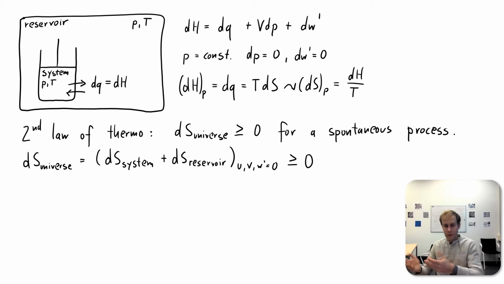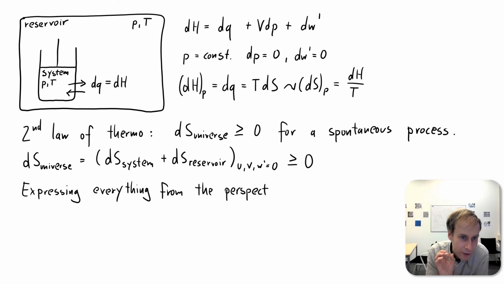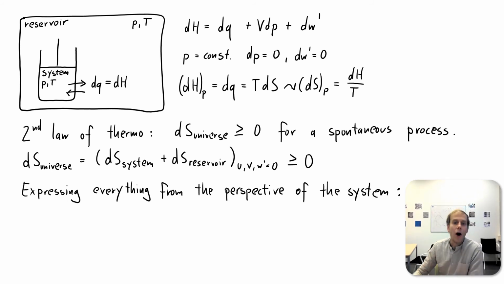The reservoir is made of a lot of different things, and it's very big, and it's too complicated to be described in detail with equations. So it's better to express the change of the entropy of the universe with the system alone. That's what I would like to do in the next step, to express the change of the entropy of the universe only from the perspective of the system.